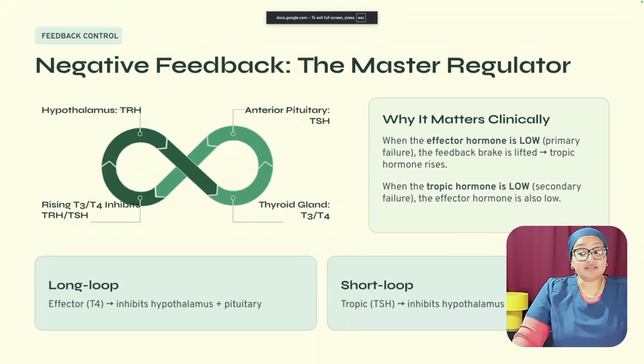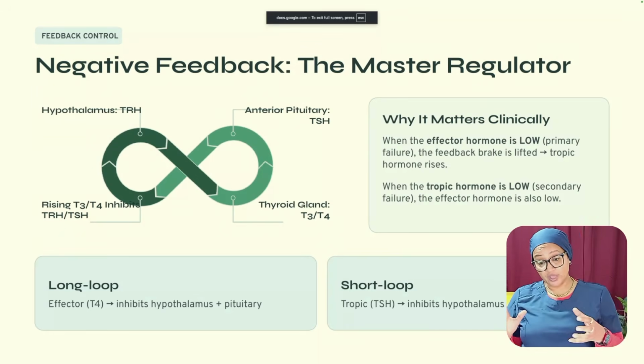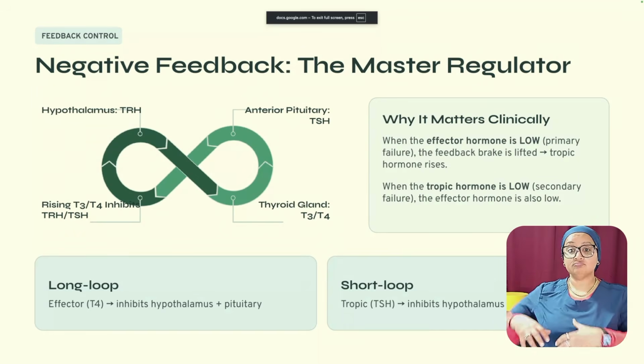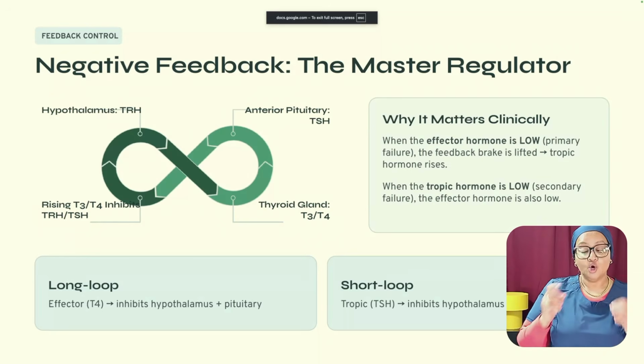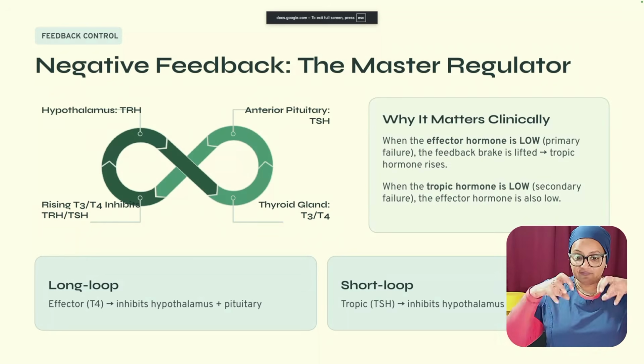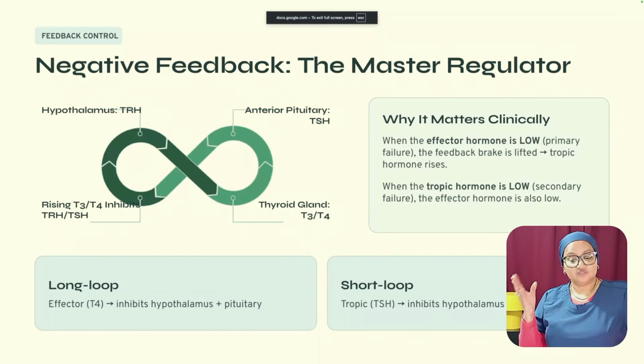And these negative feedback loops are the single most important concept in all of endocrinology. Okay? So let's walk through it step by step. The hypothalamus detects that metabolic rate or the thyroid hormone levels are low. So either we have a change in the physiological state saying the metabolic rate is low, or the thyroid hormone level itself is low. It releases TRH, that's thyrotropin releasing hormone, into the portal circulation. And from there, it reaches the anterior pituitary.